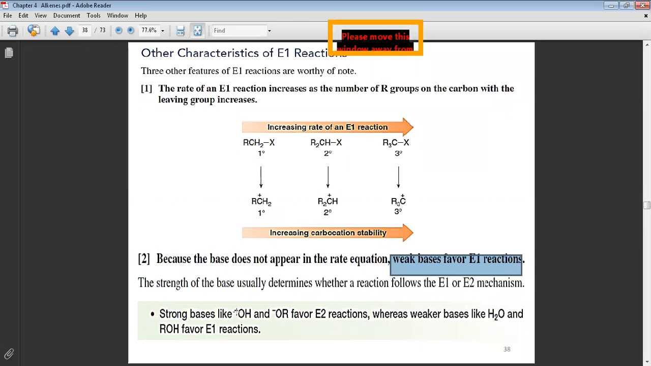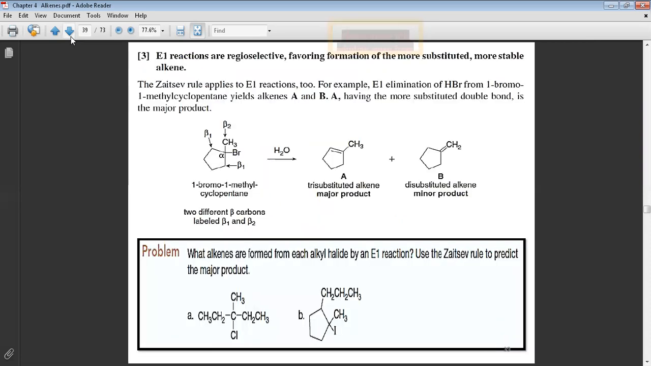Look here, a strong base like OH minus or RO minus is for the E2 reaction. But H2O or alcohol is for E1 elimination. Very easy. You do not need to think, just look at the base. This is the starting material, and this is the product. That means we have a double bond, so this reaction is elimination. Look at the base here, strong or weak? This is a weak base, so is it E1 or E2? Of course, it will be E1, elimination one.